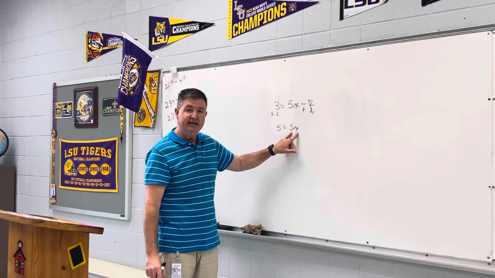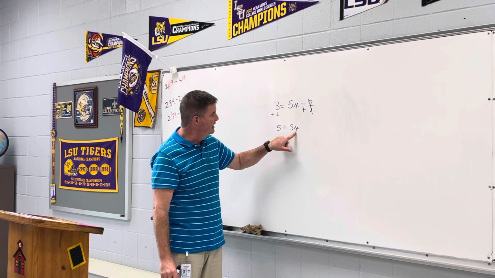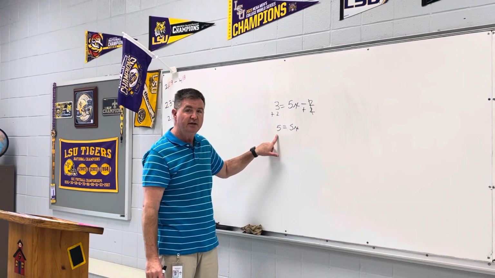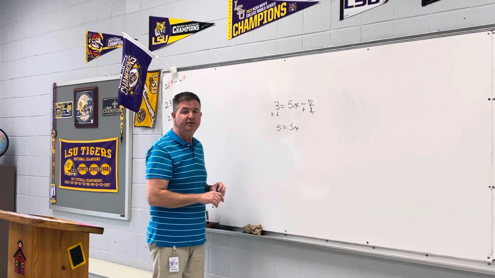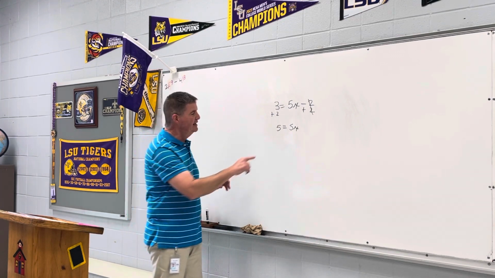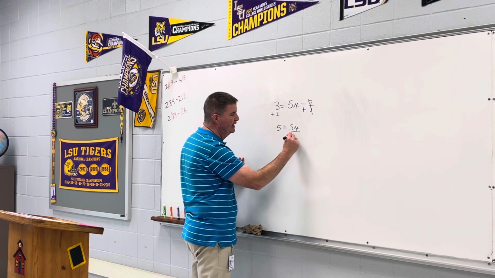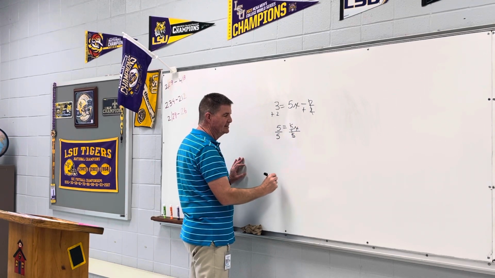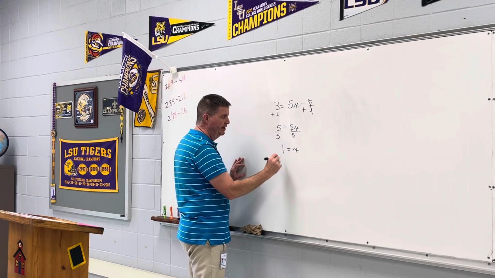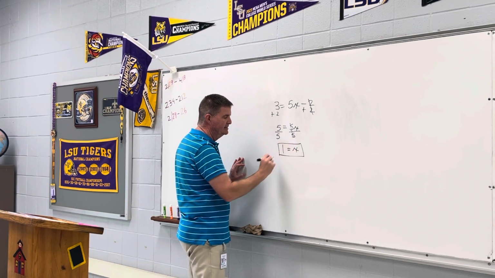Now our goal is to take away the second one so that we can have x by itself equals the number. This says 5 times x. In order to do it, we need to do the opposite. The opposite of multiply is divide. So I'm going to divide by 5, divide by 5. They would cancel out, leaving me x, and 5 over 5 is 1. X equals 1 is the answer.